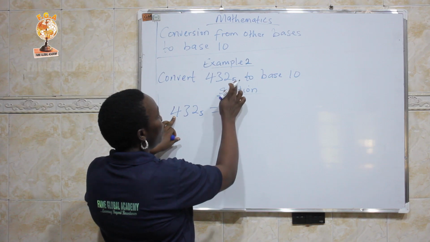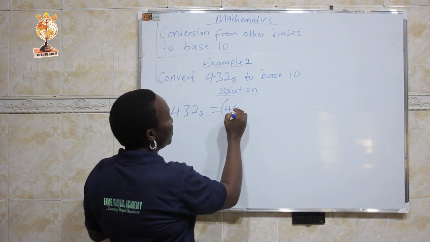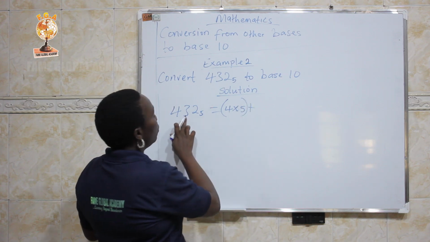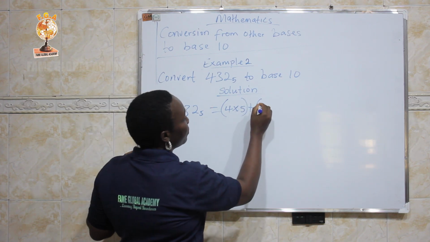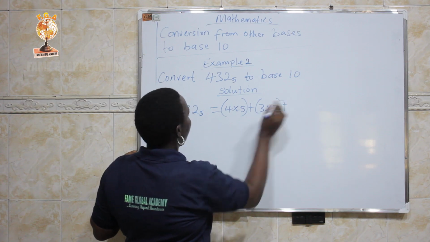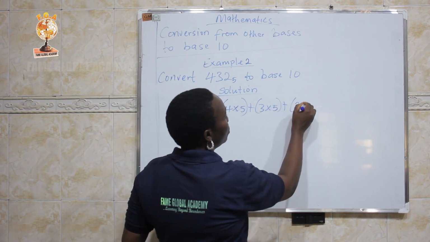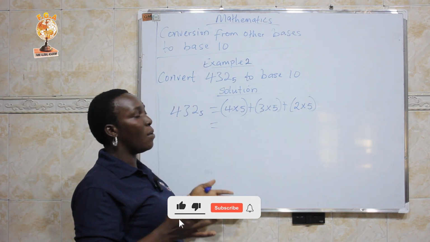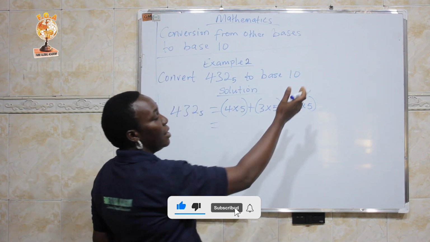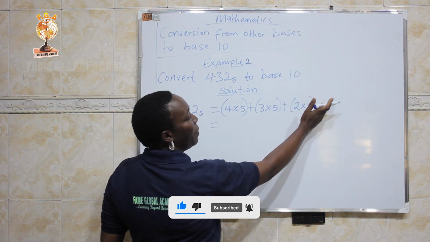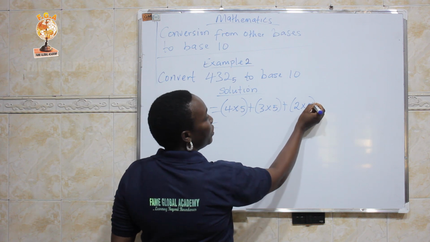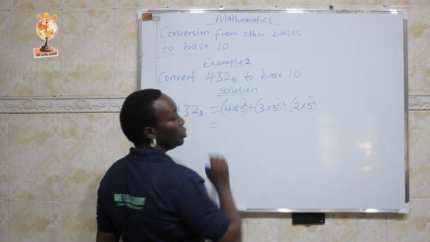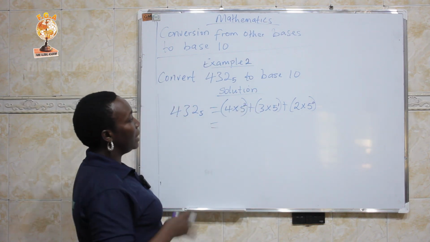4. 4 times the base, which is 5. So we have 4 times 5 plus, we go to 3 now, 3 times 5 plus the last one, which is 2 times 5. Okay, so the next thing is add your powers to the base. And I said from the last one, you start adding your powers with 0. So this will be raised to the power of 0, this will be raised to the power of 1, and this is raised to the power of what? 2.